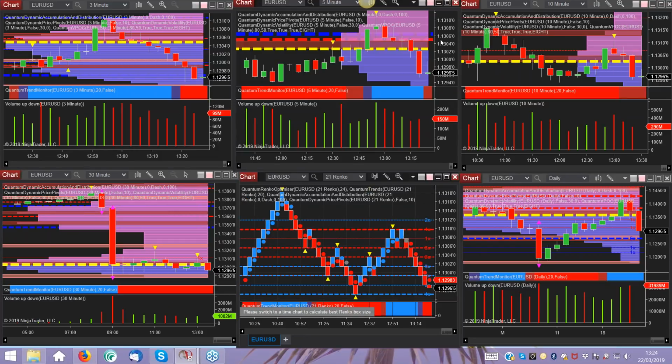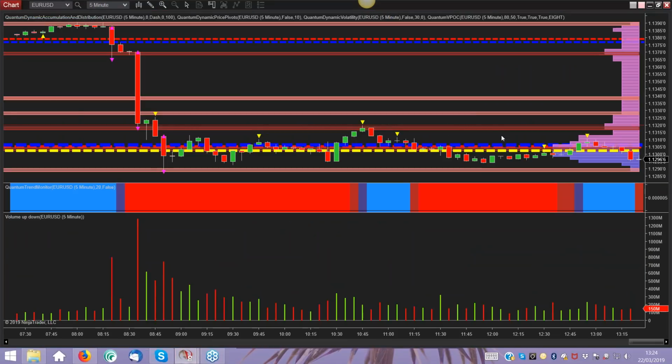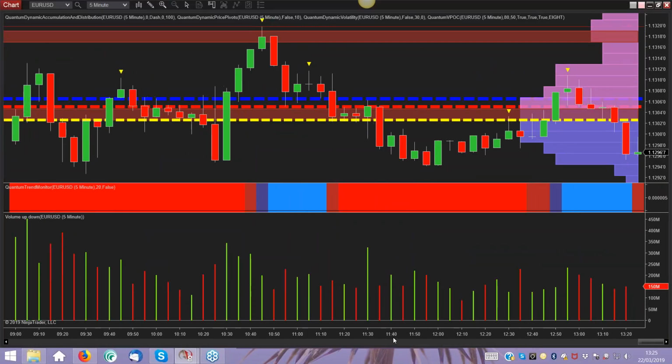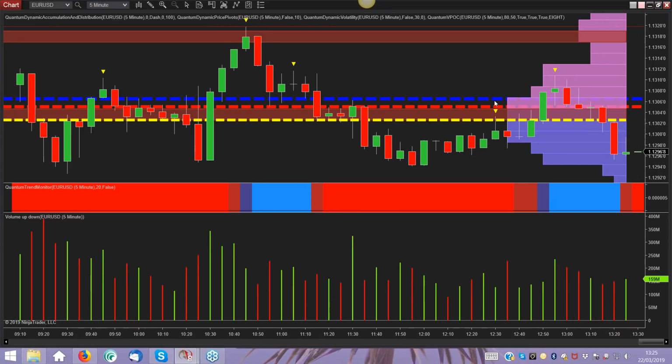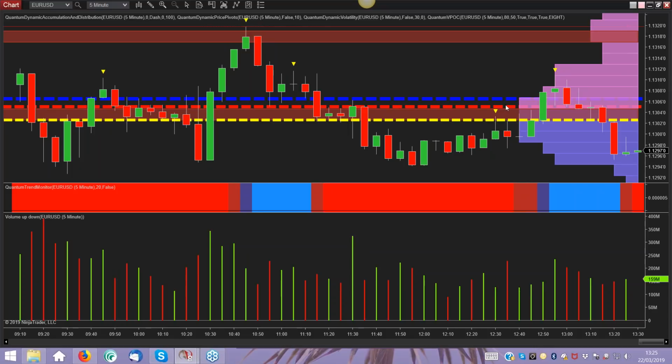Again, pretty much the same. Let's have a look at the 5-minute, trading around the volume point of control. Lots of resistance overhead. Let's pull that up a little bit, maybe make it a bit clearer. There we go. These two levels here are on the accumulation distribution, but then they work on price. It's exactly the same as on MT4 and MT5.